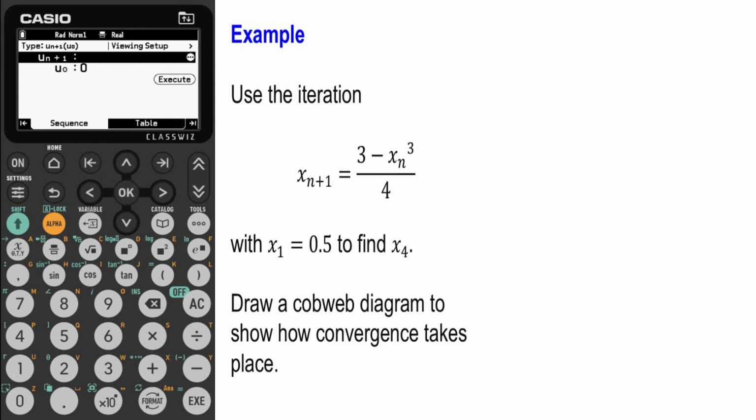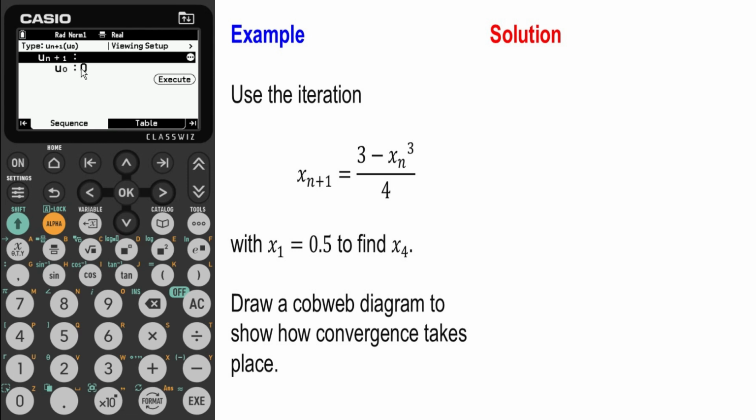We have to use the iteration x_{n+1} equals (3 subtract x_n cubed) all over 4 with x_1 equaling 0.5 to find x_4. We then have to draw a cobweb diagram to show how convergence takes place. First of all, you will notice instead of us having x's, here we've got u's. That doesn't make any difference for us.